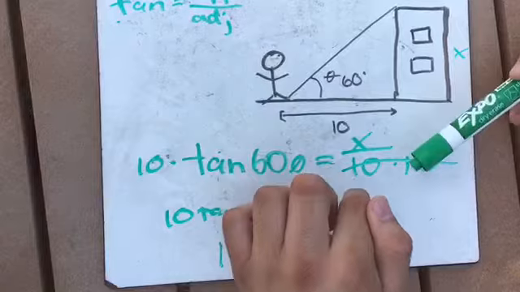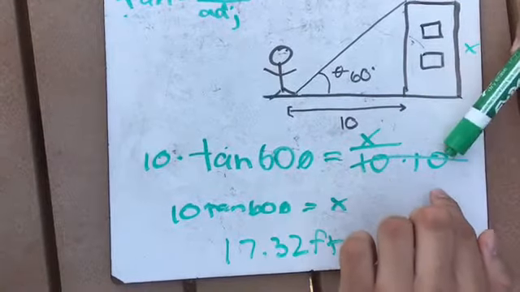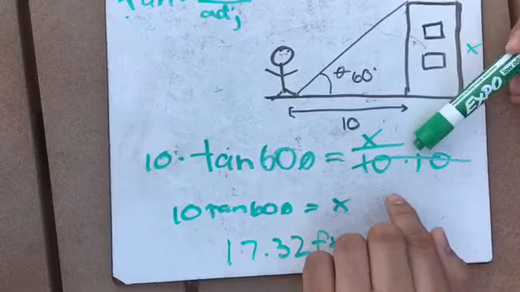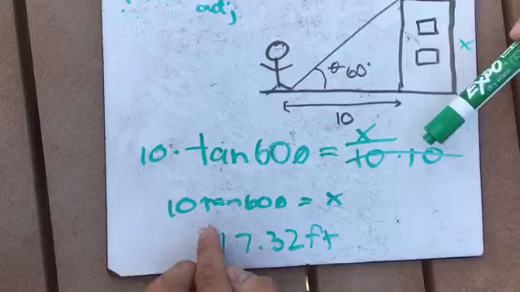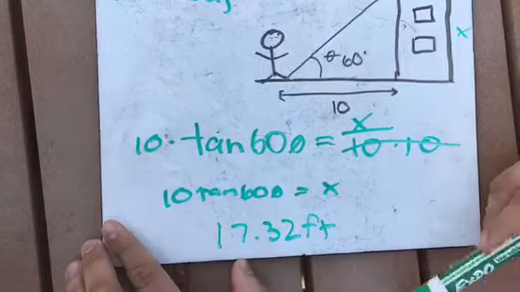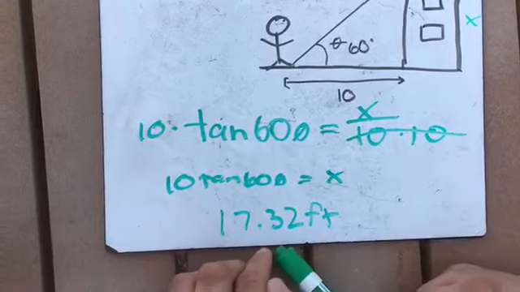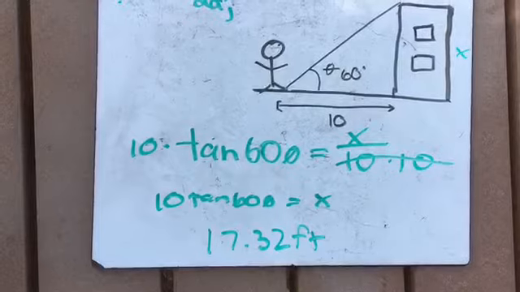and 10 is adjacent. By isolating the x, you multiply by 10 on both sides, which crosses out the 10. Then you are left with 10 tangent 60 degrees equals x. And by my calculation, it equals 17.32 feet, which is the height of the building. And that's how high the building stands.